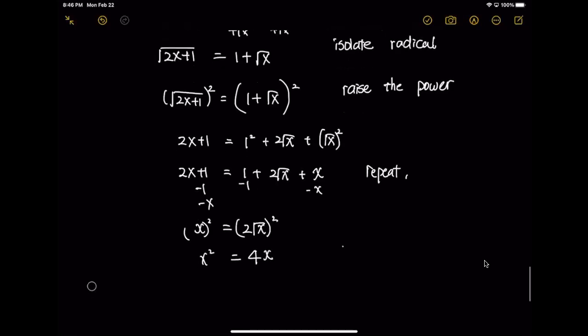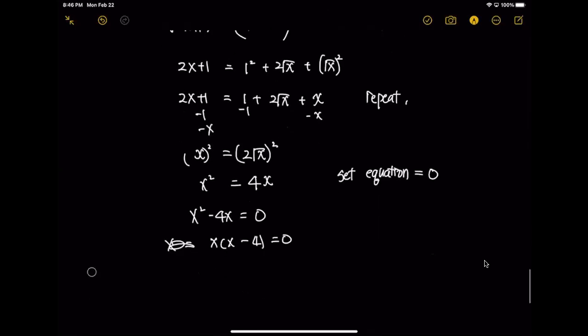Now you want to set the equation equal to 0, so we can solve it by factoring. So x is either equal to 0, or x minus 4 equals 0. So we have two solutions: either x equals 0 or x equals 4. Now we want to check.